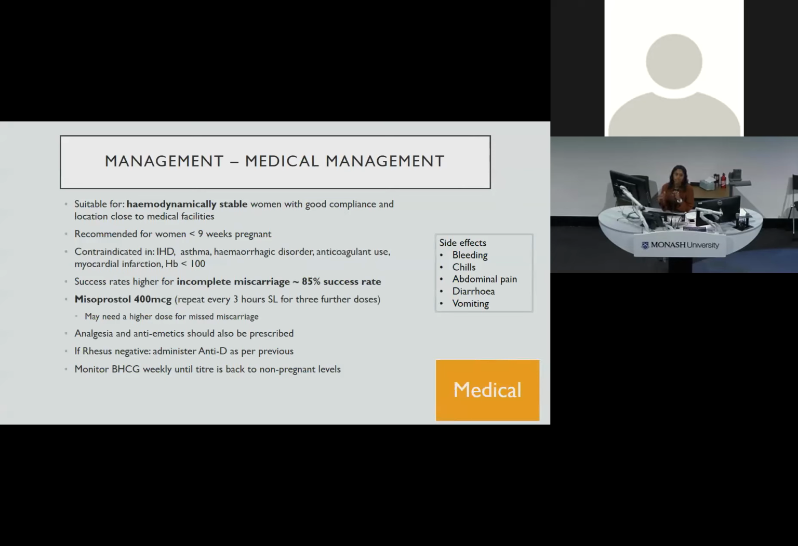And you do need to monitor beta HCG weekly until that level goes down to non-pregnant concentrations. So that's generally about 5 international units. So yeah, side effects associated with that drug would be profuse bleeding, chills, fevers, abdominal pain, and nausea and vomiting. So they're generally GI associated.